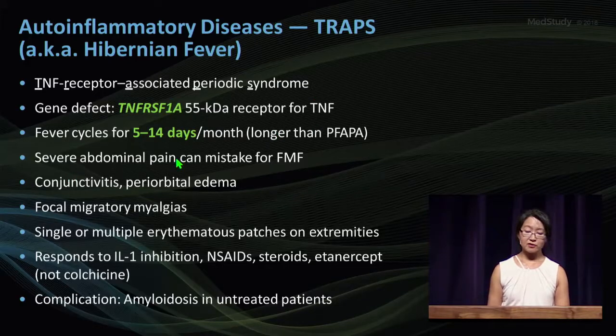So they can have severe abdominal pain, just like patients with FMF. They can have conjunctivitis, periorbital edema. They will not respond to colchicine. So the treatment of choice here is IL-1 inhibition, other biologics, and NSAIDs, steroids. These patients will also develop amyloidosis.